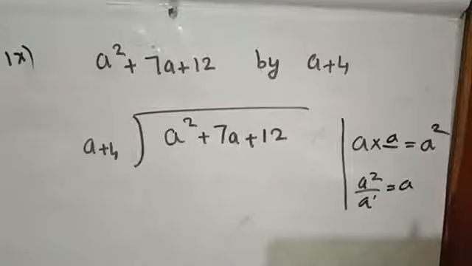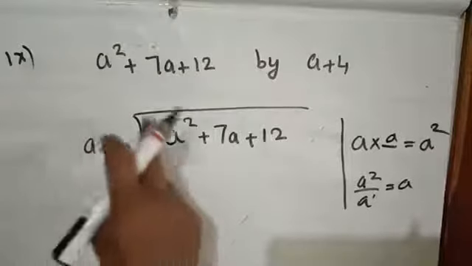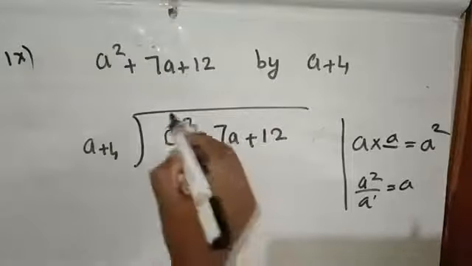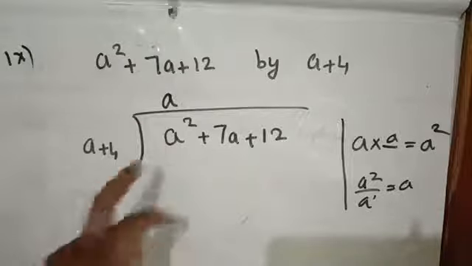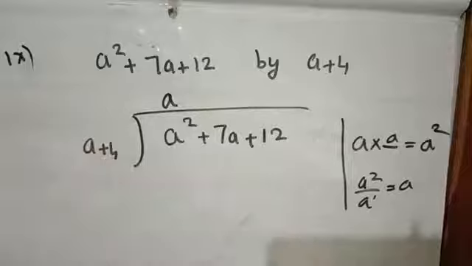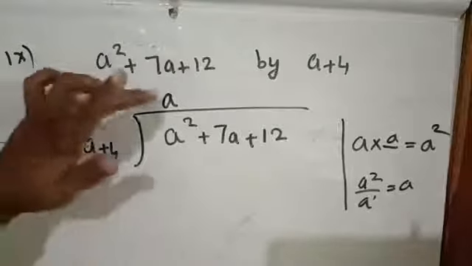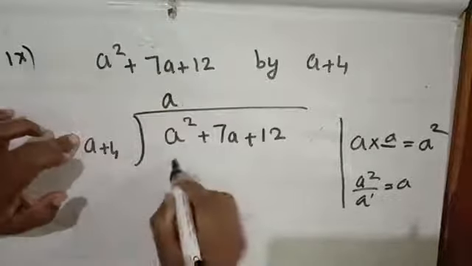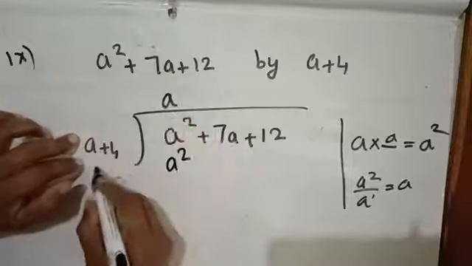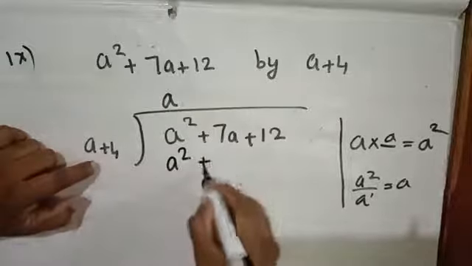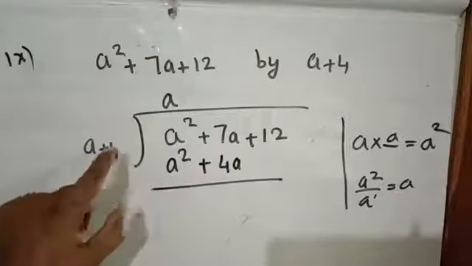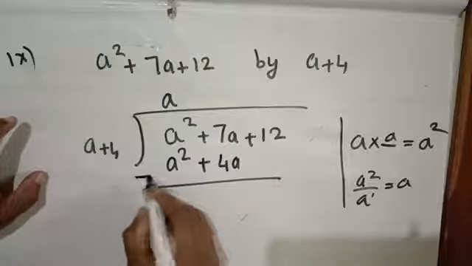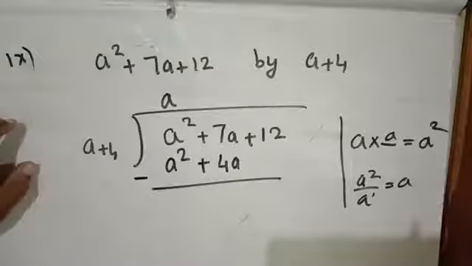So a into what is a square? a. a into a is a square. Now this a should be multiplied by each and every term here. So a into a square, write it here. Now a into 4 is 4a. Then subtract, as in the usual division. Second step, subtraction, you know.